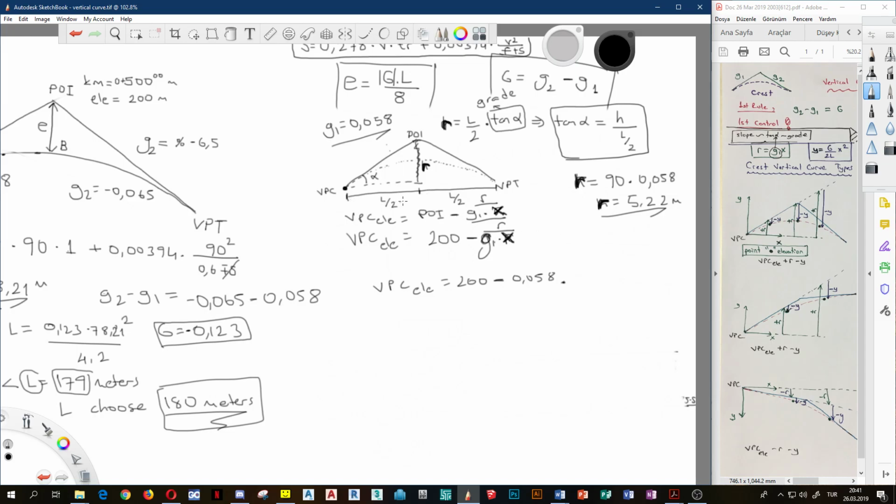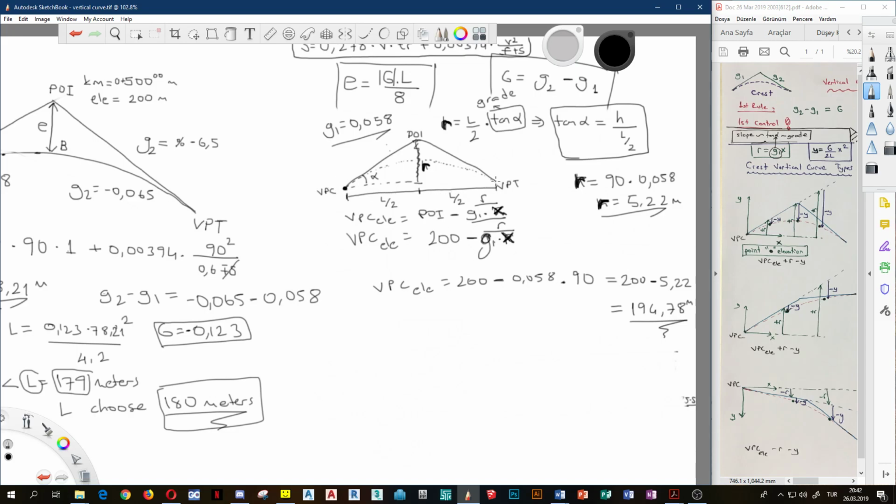If you go through 90 meters, your elevation decreases 5.22 meters. And what is the x value? X is L divided by 2, it is 90. So 200 minus 5.22 is equal to 194.78 meters. Yes, we know the VPC elevation.